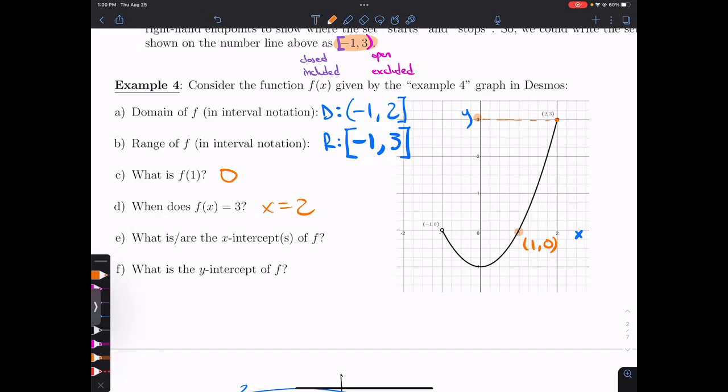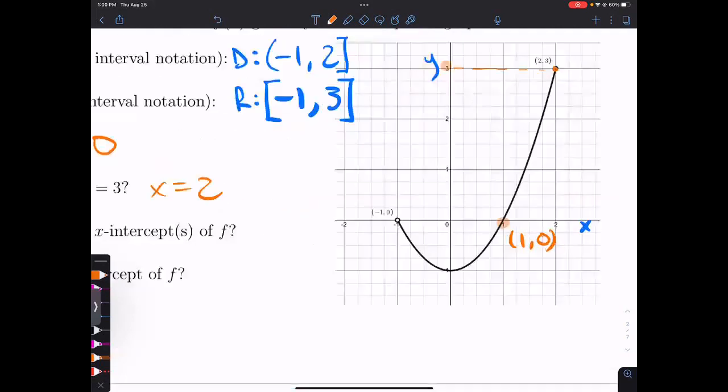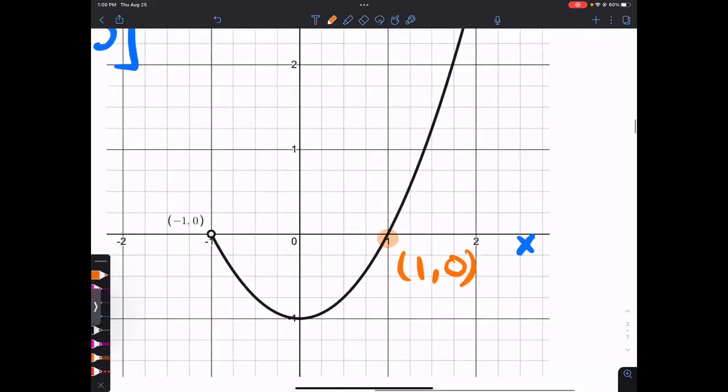Okay, so what about these last two, the intercepts? What do we mean when we talk about intercepts? Where it crosses that axis, right? So when we say x-intercepts, what we really mean is when you hit the x-axis, or in other words, when is y 0? So when does that happen here? Well, right there, we already found one of them. Is that the only one?